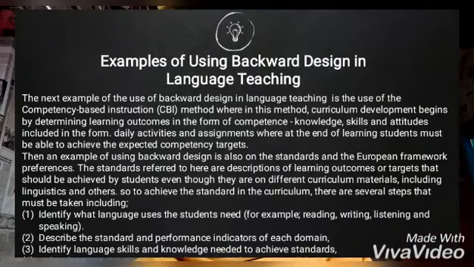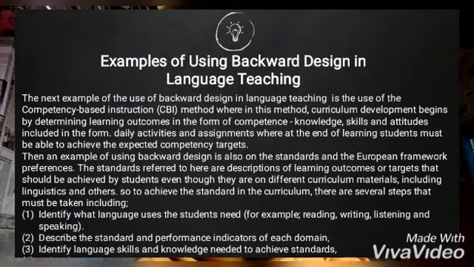The next example of the use of backward design in language teaching is the competency-based instruction method, where in this method, curriculum development begins by determining learning outcomes in the form of competencies, knowledge, skills, and attitudes included in daily activities and assignments, where at the end of learning, students must be able to achieve the expected competency targets.